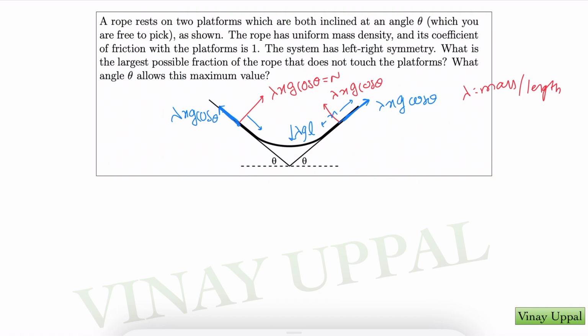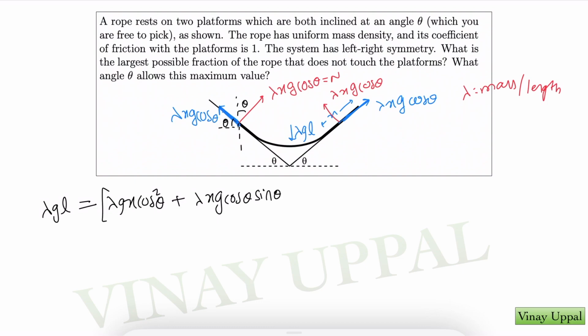So in the vertical direction, this angle is theta, so this angle is also theta. In the vertical downward direction, you have gravity, lambda g L. In the upward direction, I have the vertical component of the normal force, which will be lambda g x cos theta multiplied by cos theta, so cos squared theta, plus the vertical component of friction, lambda x g cos theta sin theta. And of course the same thing on the right hand side, so just multiply this by 2.